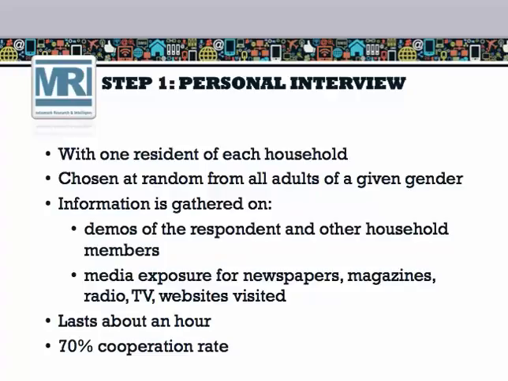sample. The information is gathered either by providing demos of the items or products to the respondent as well as the other household members, or by providing brand cards of the newspapers, magazines, or radio and TV channels, selecting the ones that the customers recognize from among them, and asking them to rank the frequency with which they get exposed to those channels, newspapers or magazines. It asks about the past 6-month consumption, and it lasts about an hour or so. Both MRI and Simmons have about a 70% cooperation rate.